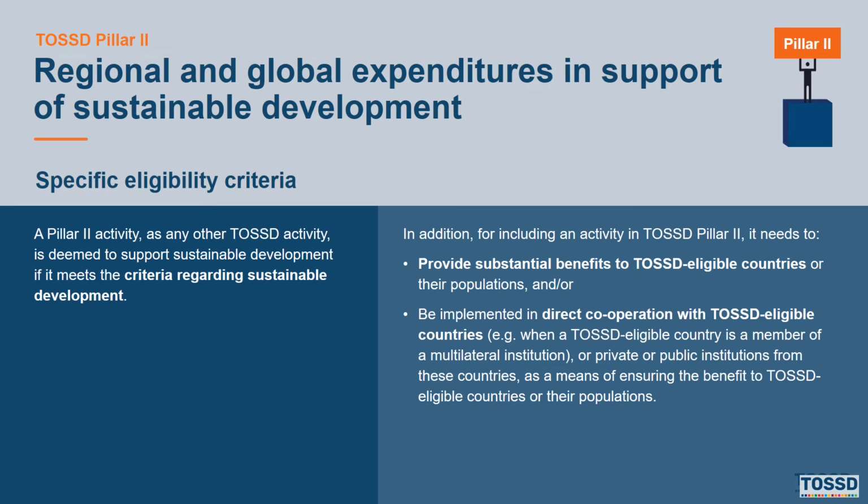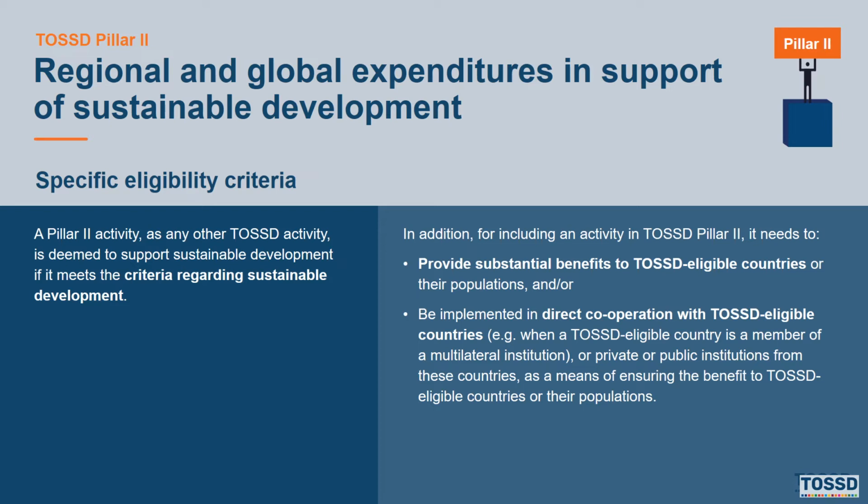There are specific eligibility criteria for TOSSD Pillar 2. As any other TOSSD activity, a Pillar 2 activity is deemed to support sustainable development if it meets the criteria regarding sustainable development defined in Chapter 1 of the reporting instructions. In addition, for including an activity in TOSSD Pillar 2, it needs to provide substantial benefits to TOSSD eligible countries or their populations, and/or be implemented in direct cooperation with TOSSD eligible countries or with private or public institutions from these countries as a means of ensuring the benefit to TOSSD eligible countries or their populations.